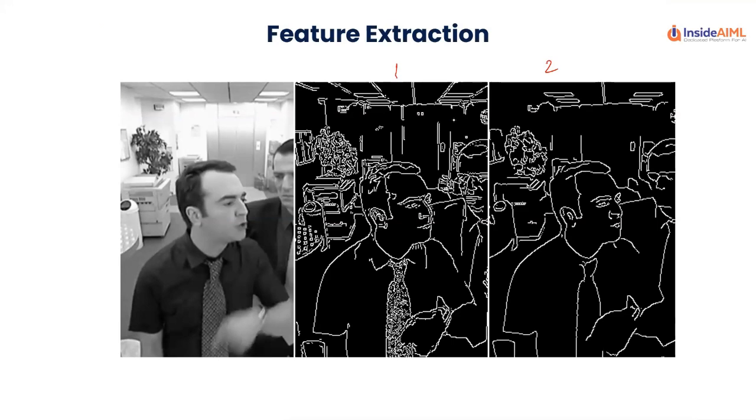Details, right? Exactly. In the first image, you will see the details are more. If you see the tie, the ears, mouth, the hairs, or the nose, all the parameters, as compared to this image, you will see that the edges extracted here are more. So that is called deep learning. This is called machine learning.